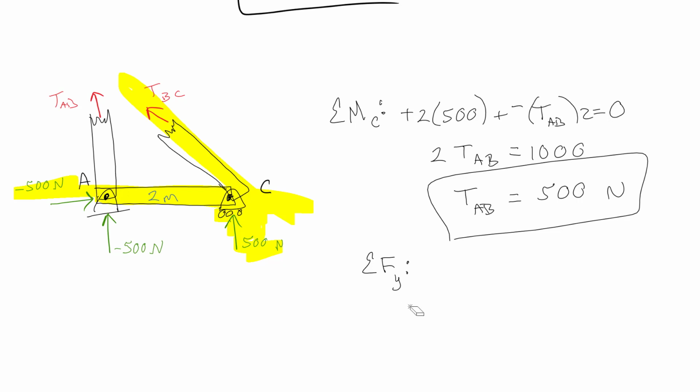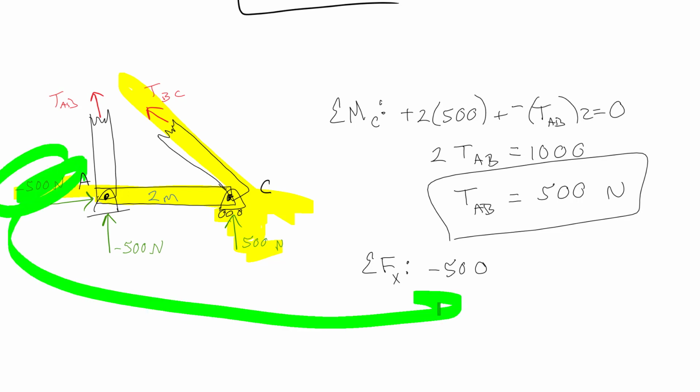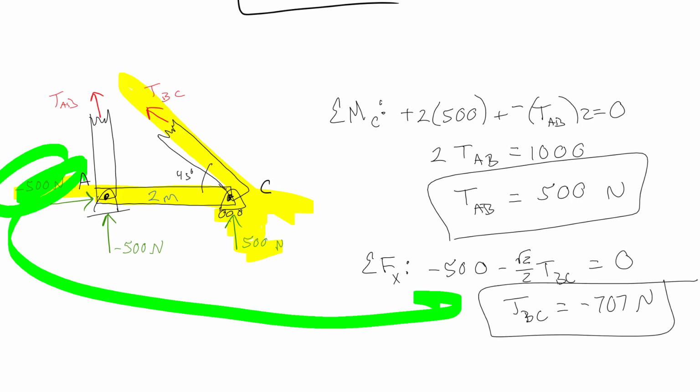So let's do the sum of the forces in the X direction because I'm feeling it. In the X direction, I've got negative 500 coming from here. That's my negative 500 coming from there. And since this was a 45-degree angle, that would be negative root 2 over 2 TBC. And I can work through that, and I can get that TBC is equal to negative 707. So that means it's in compression.